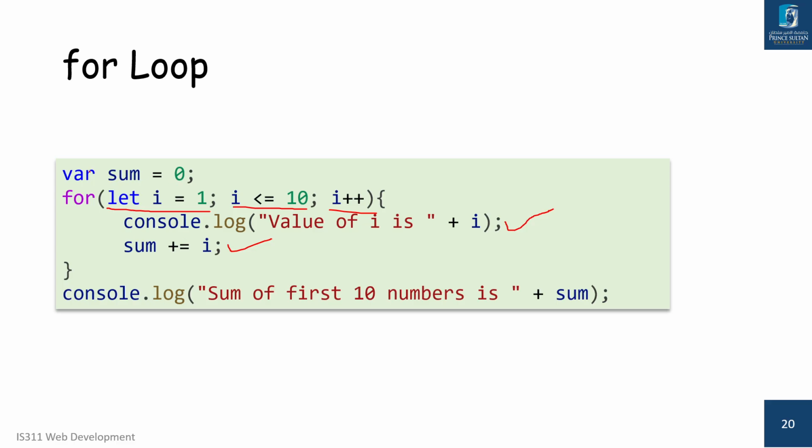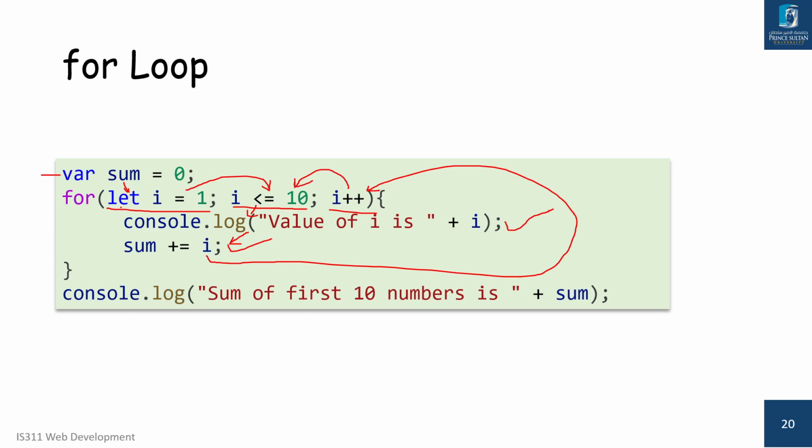So what happens? It will execute this line. After that, it will come here, define this variable, then check this condition. If the value of i, which is 1 right now, is less than 10, and it is true, it will execute this line and print the i value on the console. After that, it will add the value of i to the sum variable. Then it will go here and increase the value of i by 1, and after that it will come and check that condition.